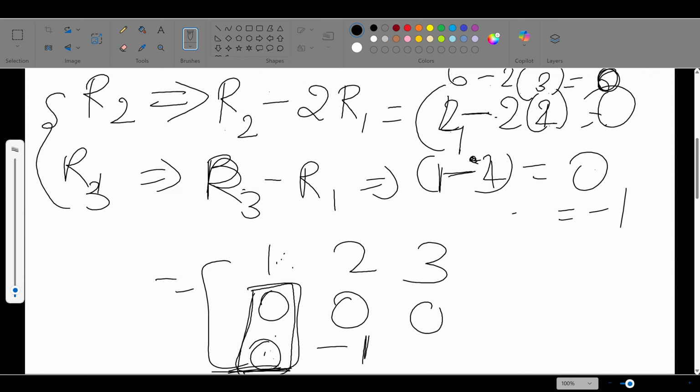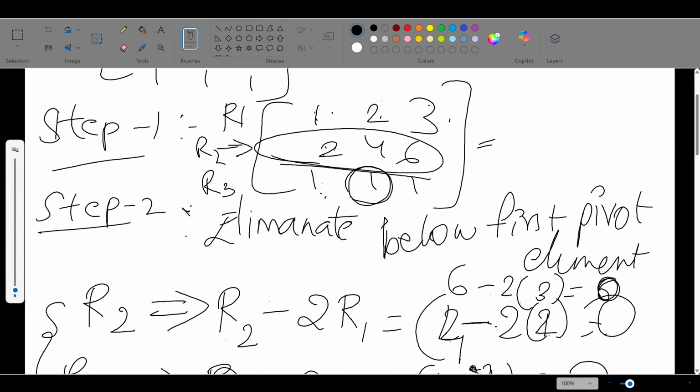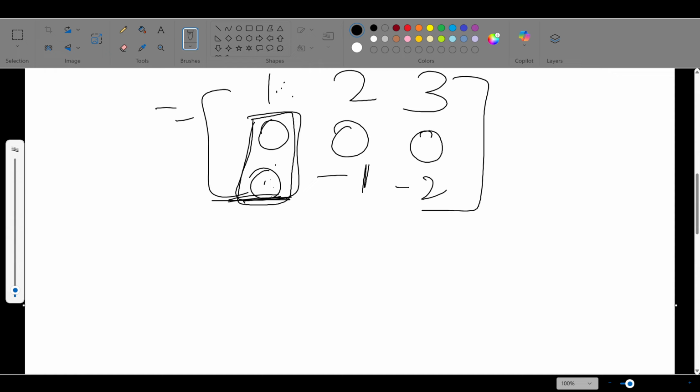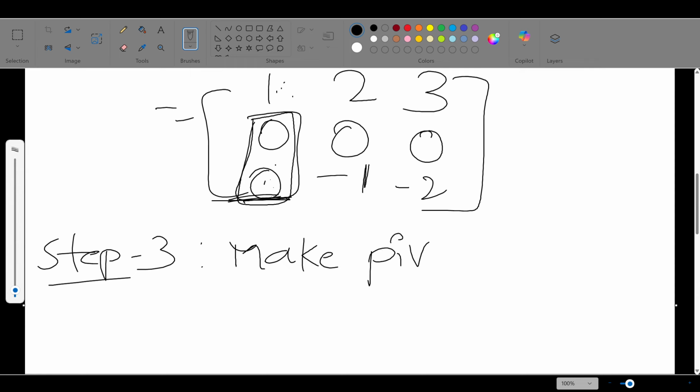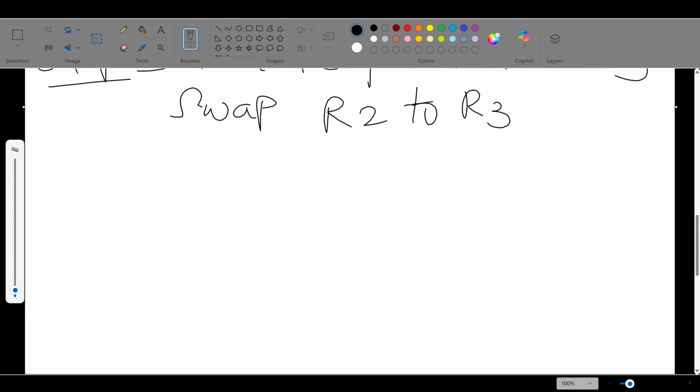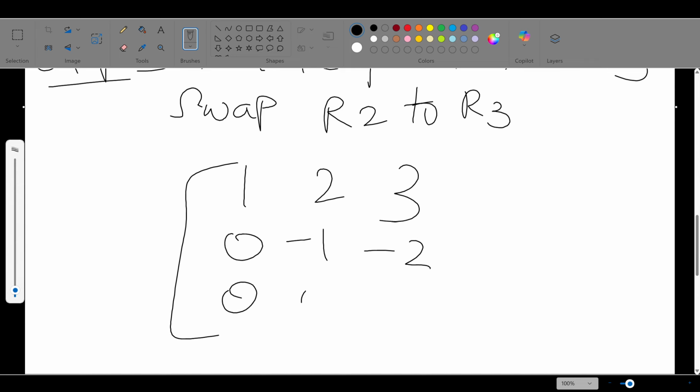Okay. Now this is 0, and this will become 1 minus 3, which is minus 2. Okay, got it? So this is our new matrix. So next step 3. Make pivot in row 3, which means first swap row 2 to row 3. Swapping in the sense 1, 2, 3, 0 minus 1 minus 2, 0, 0, 0.